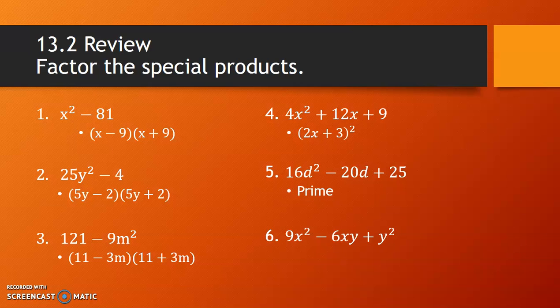Last one here, your first term would be 3x, your last term would just be a y. 3xy doubled is 6xy, so we would write this as 3x minus y squared.